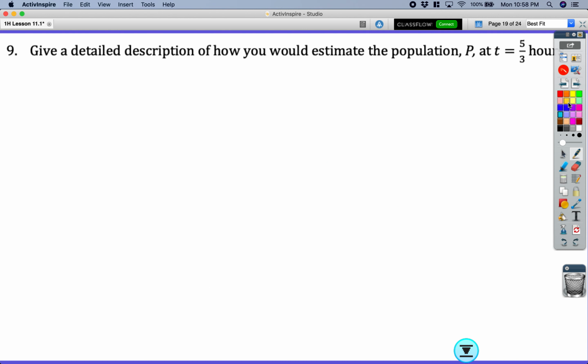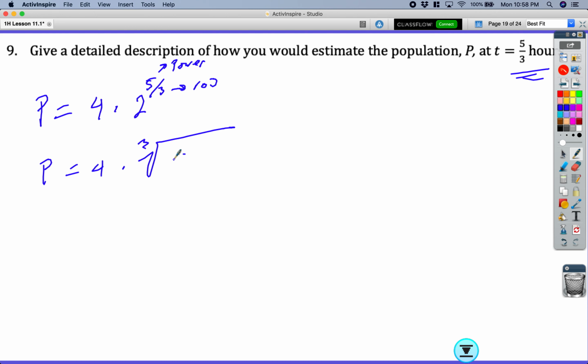So looking at this next one now, guys, I have this problem. What about if I have 5/3? So a detailed description, we'll just go ahead and show you how to do this. If I have p equals 4 times 2 to the 5/3, always remember this is my power, this is my root. So what I want to basically have is p equals 4 times the cubed root of 2 to the 5th power. So when I go ahead now and do this, I can solve this by just having p equals 4 times the cubed root of 32.